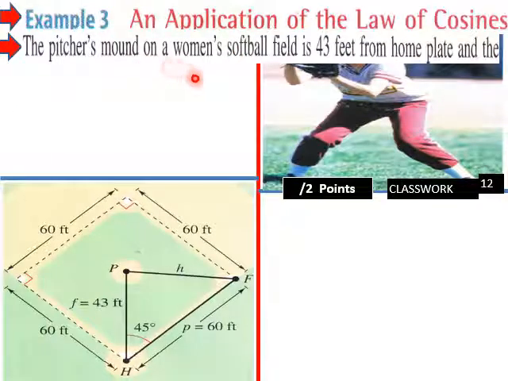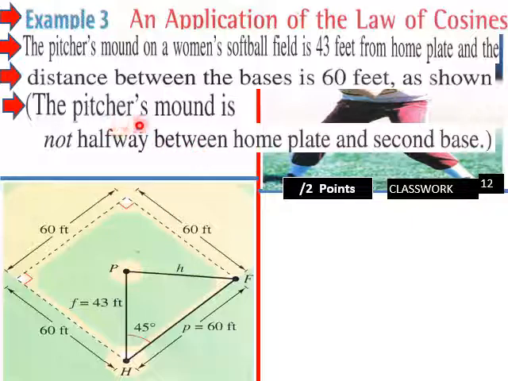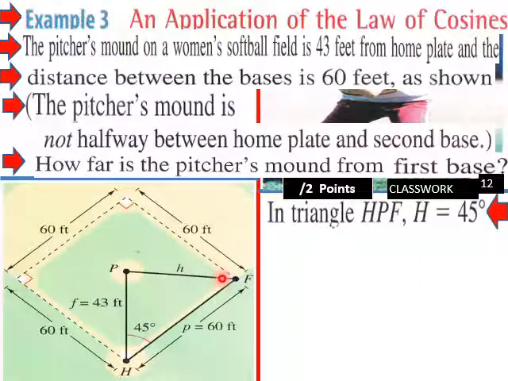So a pitcher's mound on a women's softball field is 43 feet from home plate. So it'll be 43 feet here from home plate. And the distance between the bases is 60 feet. So we have 60-foot baselines here as shown. The pitcher's mound is not halfway between home plate and second base. So it's not halfway between here and here. It's not quite halfway. How far is the pitcher's mound from the first base? So we want to know this measure here.